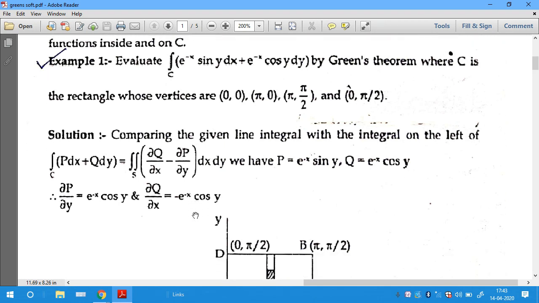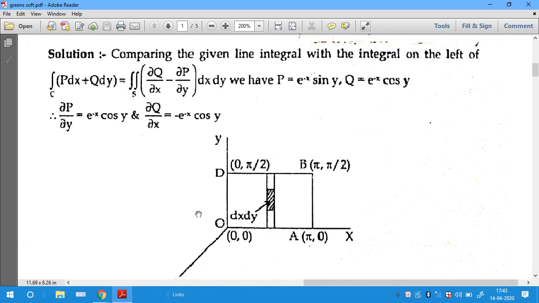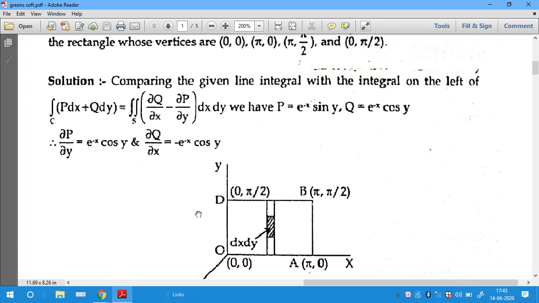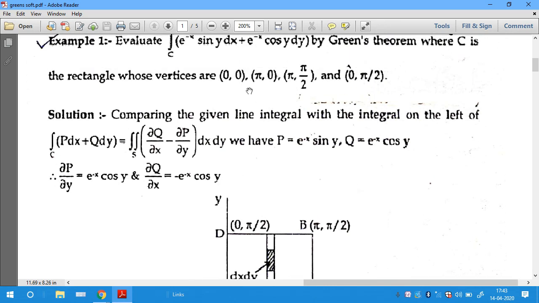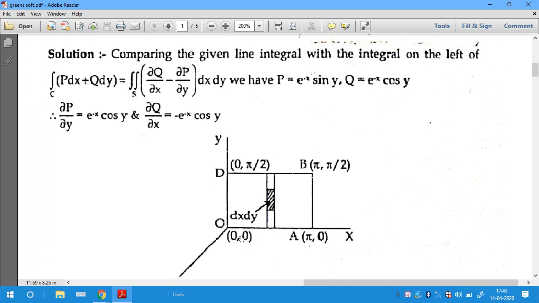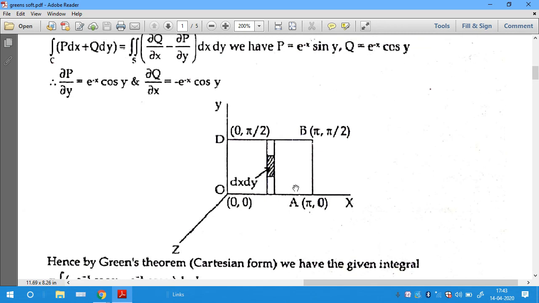Now we need limits. To get limits, we have to draw a rough sketch of the region. Here the region has 4 vertices. With the 4 vertices, we can form a rectangle. That is, origin (0, 0); (pi, 0) lies on the x-axis because the y coordinate is 0; (pi by 2, ...) both x, y are positive, so the point is taken in the first quadrant; and (0, pi by 2), where the x coordinate is 0, which lies on the y-axis. So with these points, we have a rectangle.